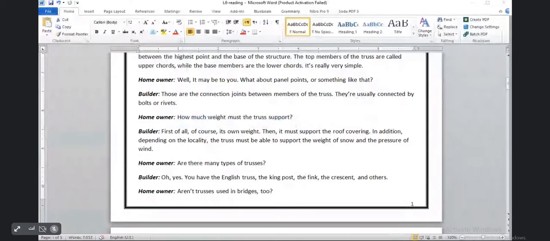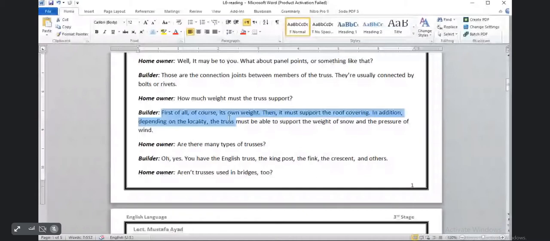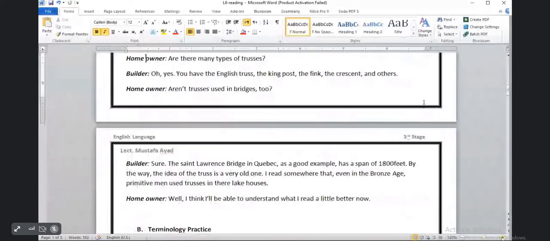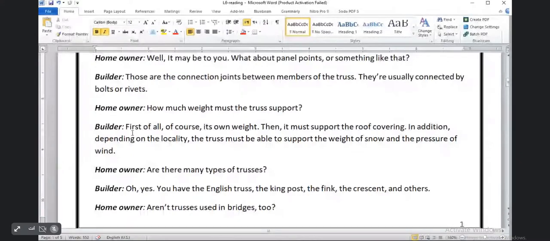So, who would like to read what the builder says? Yes, we have Wijnan. Wijnan, could you please read this part? Only the first part. First of all, of course, it's own weight. It must support the roof cover in addition. Okay, that's fine.